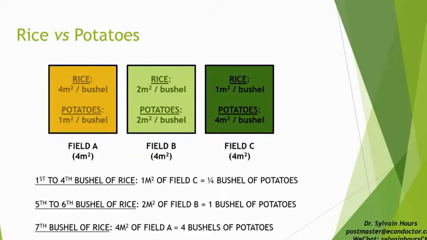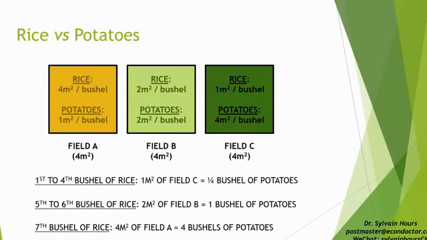But of course we have to give up something. If we use field C to grow rice, we have to give up potatoes. So how many bushels of potatoes do we give up for each additional bushel of rice? Each additional bushel of rice takes 1 square meter of this field, and with 1 square meter of this field, you can only produce 1/4 bushels of potatoes, because it takes 4 square meters for 1 bushel of potato.